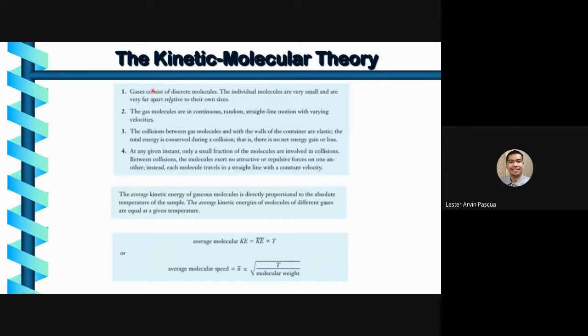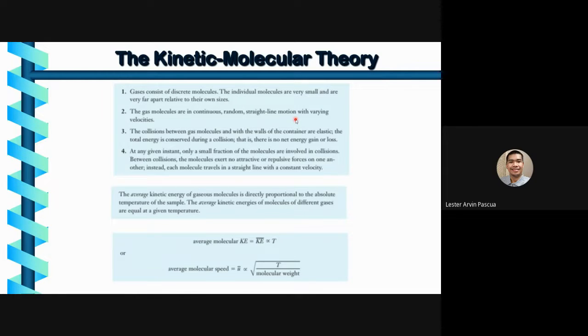Your gases consist of discrete molecules. Kumbaga, discrete or parang individual yung molecules mo, no? Hindi sila magkaka-combine. They are individual and they are moving in a continuous random straight line motion with different velocities. Okay? So yun yung parang assumptions niya ng KMT or kinetic molecular theory. Your collisions are elastic. Yun nga, there's no loss of energy. So, same lang to yung binabanggit ko kanina na kinetic molecular theory.